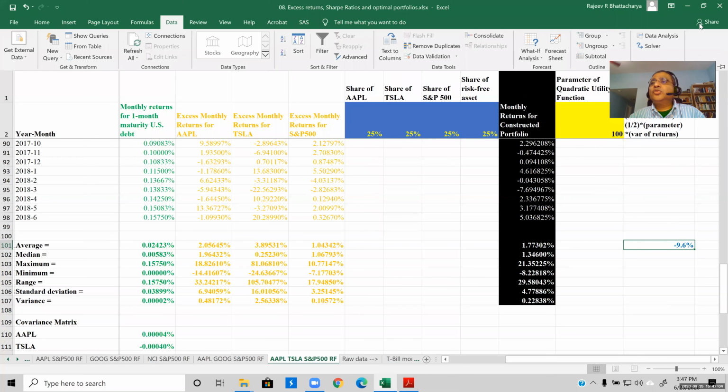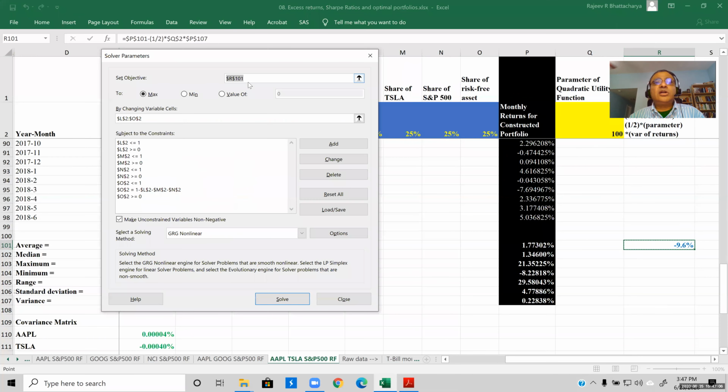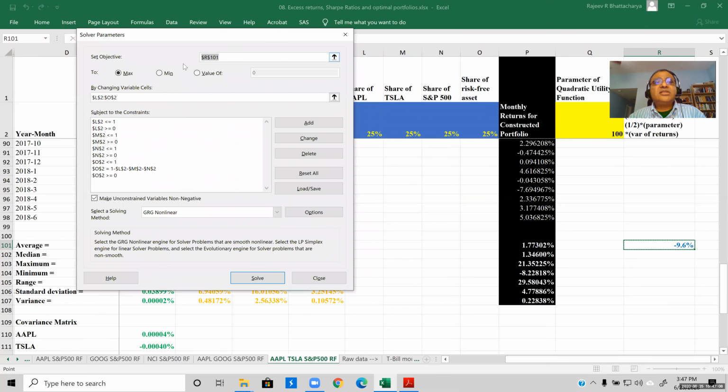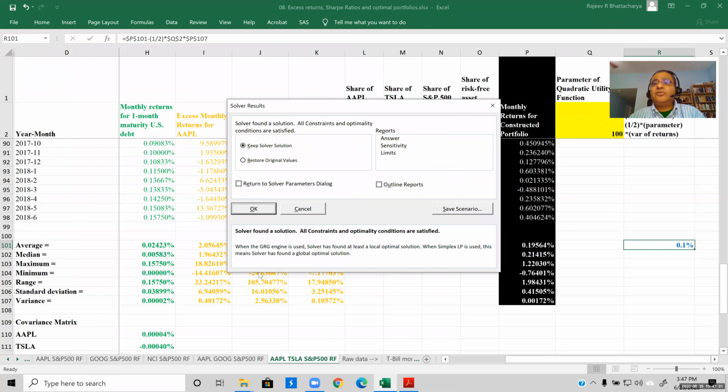Let's go to data, go to solver. What are we maximizing? R101 to max, L2 less than or equal to 1, M2 less than or equal to 1, N2 less than or equal to 1, O2 less than or equal to 1. They add up to 1. We have them as greater than or equal to 0 here. You don't have to. You can just use this check to do that. Click solve.